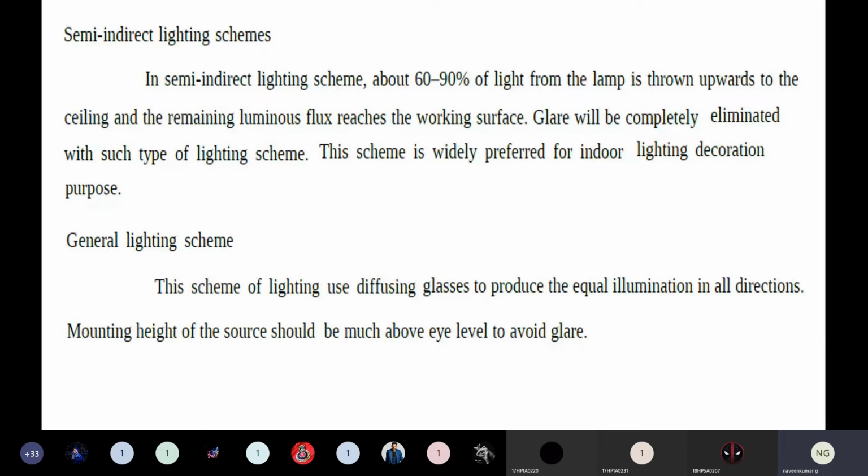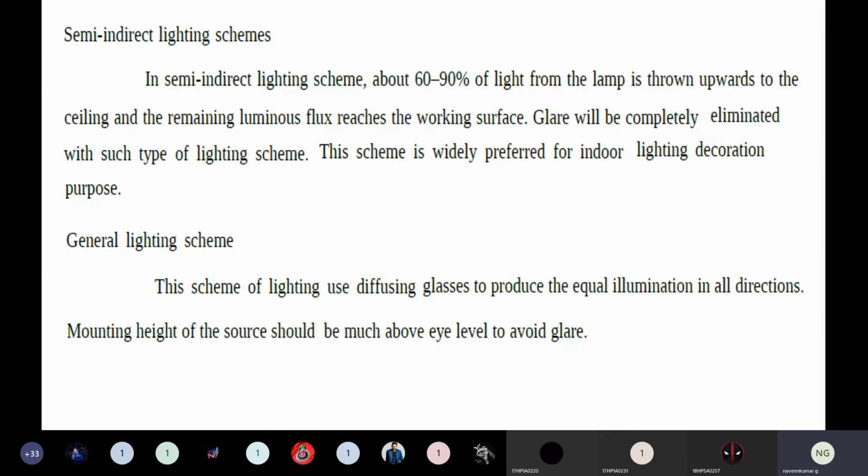So here, by doing so, you are avoiding glare. Obviously, you are avoiding shadows also. So complete glare elimination is the main feature attained from the semi-indirect lighting scheme. So what is the application? We prefer this for indoor lighting decoration. Usually this is used for indoor lighting decoration purposes.